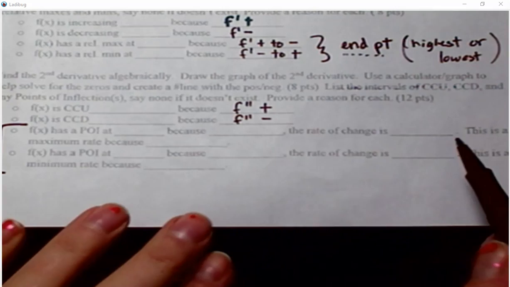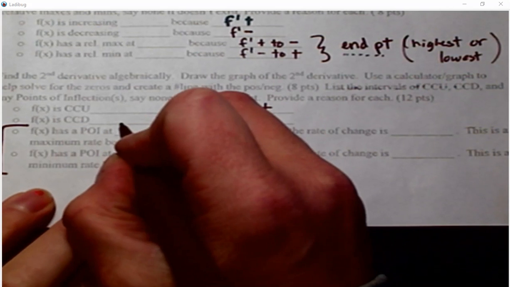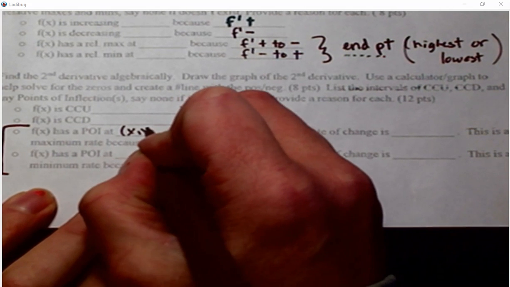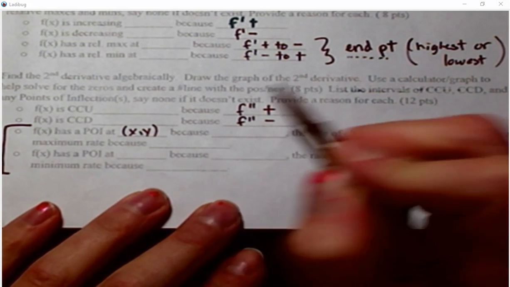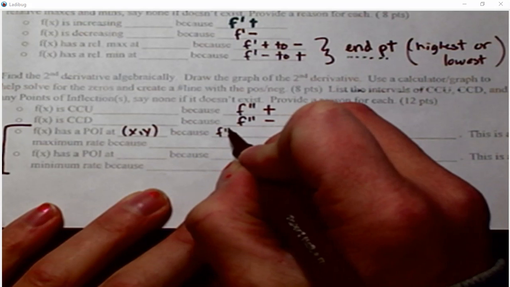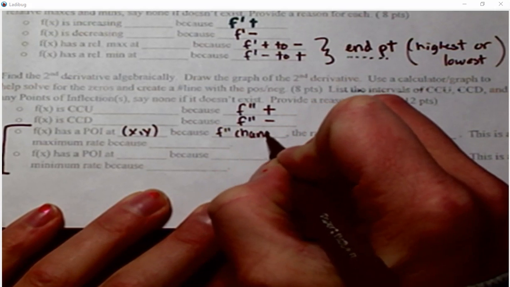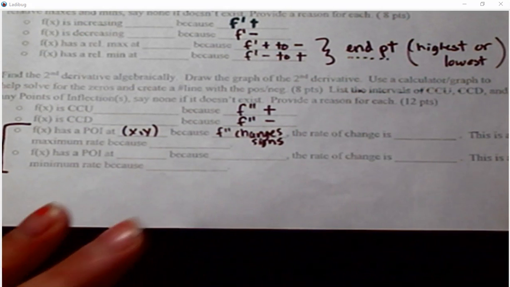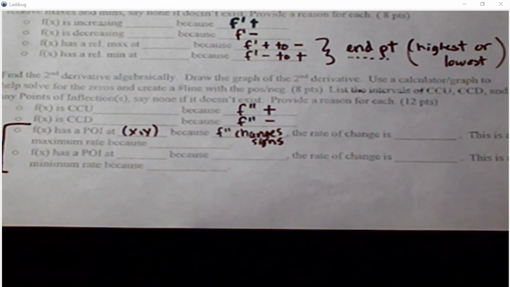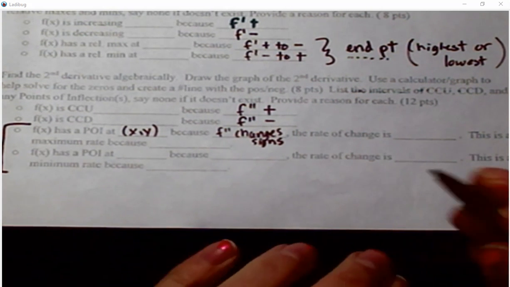Points of inflection are when you have a 0 on the second derivative and a max or a min on the first derivative. Notice that first you have to find the point of inflection. That's an x and a y coordinate, because double prime changes signs. That's how you know it's a point of inflection. The second derivative changes signs.